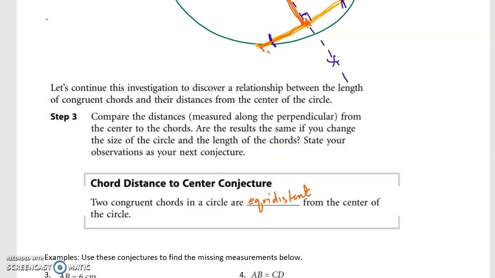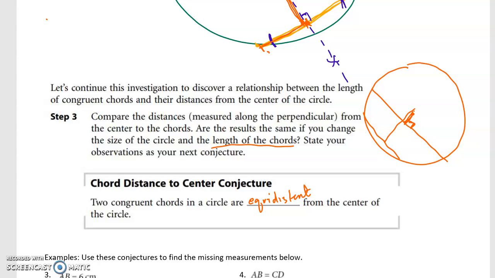Are the results the same if you change the size of the circle and the lengths of the chords? No, as long as the chords are congruent, they will be the same distance. It also means though that the longer the chord, the shorter the distance. So for example, here's a chord, and if we look at its distance from the center, it's much shorter than if we had a shorter chord and looked at this distance. So the longer the chord, the shorter the distance to the center.